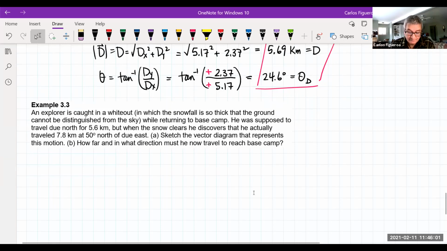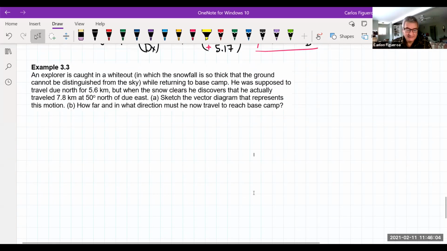Example 3.3. So what it says here is that an explorer is caught in a whiteout in which the snow is so thick that the ground cannot be distinguished from the sky. While returning to base camp, he was supposed to travel due north for 5.6 kilometers, but when the snow clears, he discovers that he actually traveled 7.8 kilometers at 50 degrees north of east.